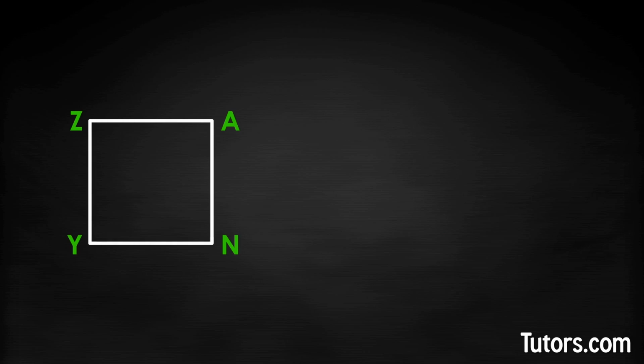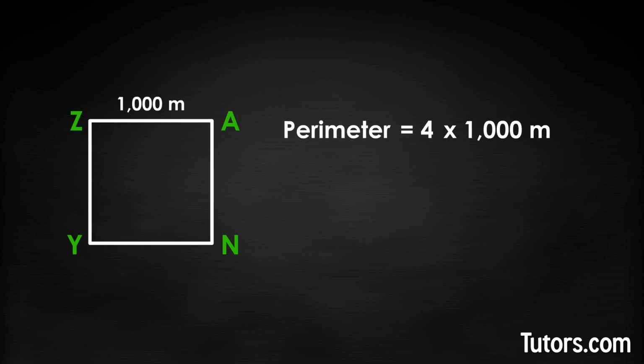Try it yourself. Let's say square ZANY has one side of 1,000 meters. What is the perimeter? Perimeter equals 4 times 1,000 meters. Perimeter equals 4,000 meters. Now let's find the area of a square.